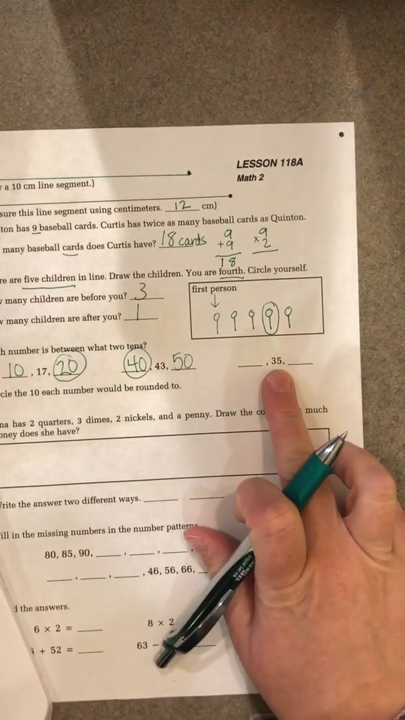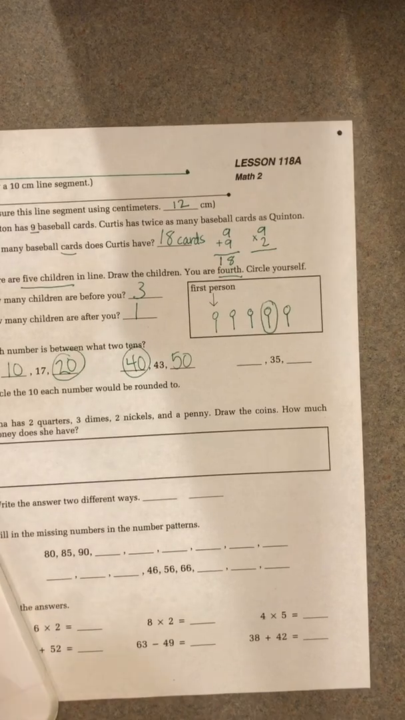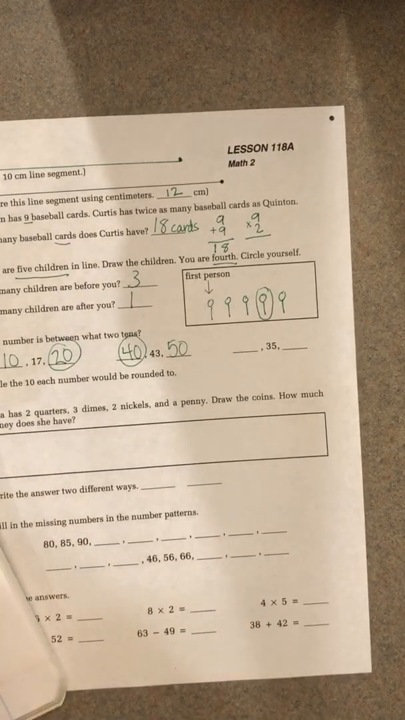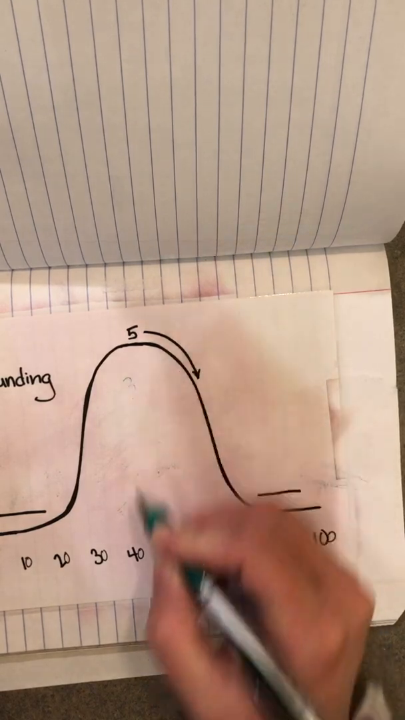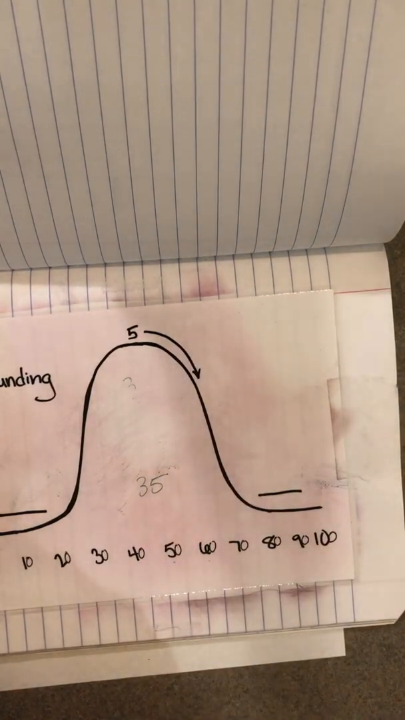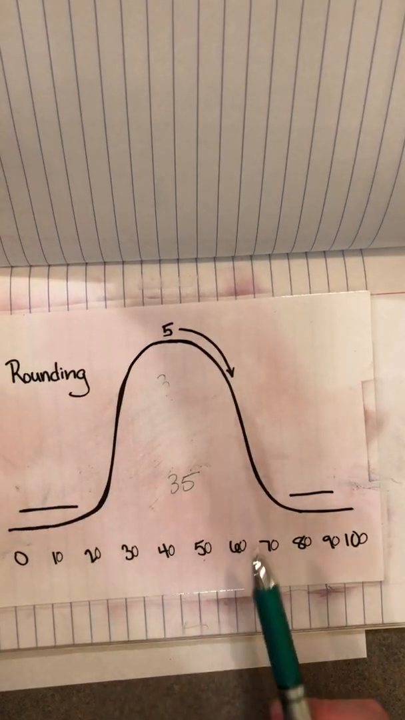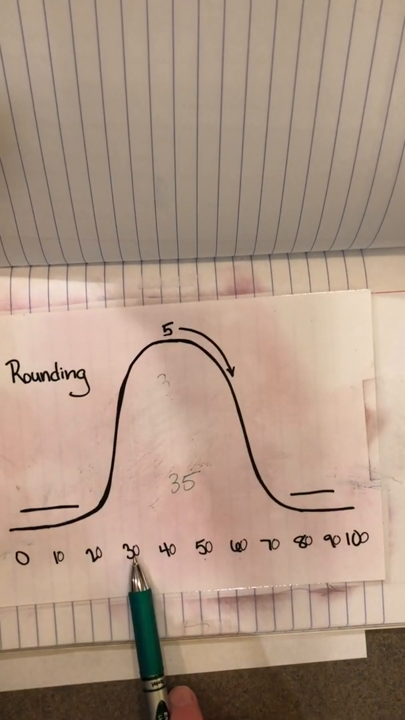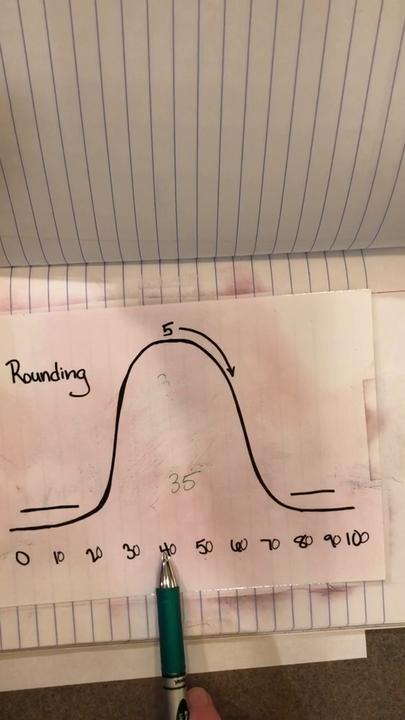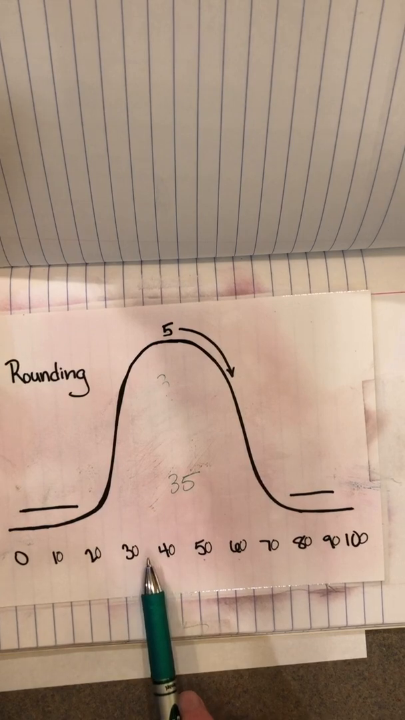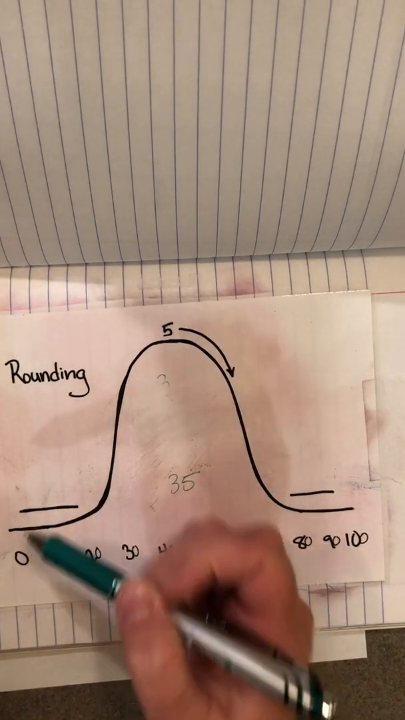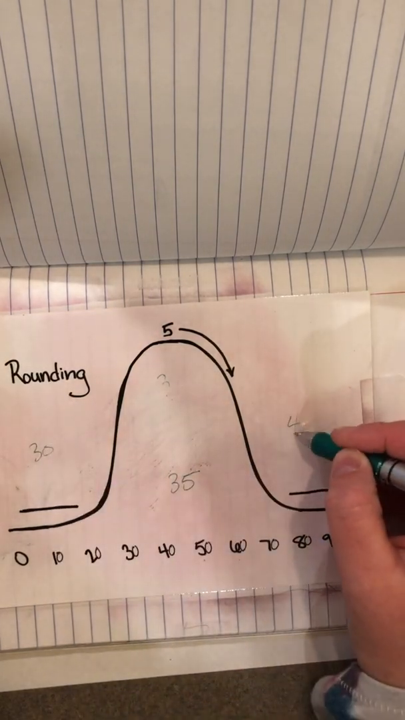Let's do the last one, 35. Let me wipe this off real quick. Oops. I have to tape that again. Okay. 35. When we're counting to 35, we get to 30, but we don't get to 40. 35 is between 30 and 40, isn't it? It's right halfway in between, 30, 31, 32, 33, 34, 35. It's between 30 and 40.